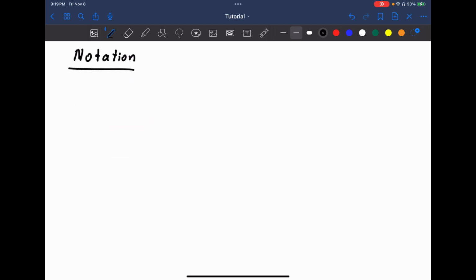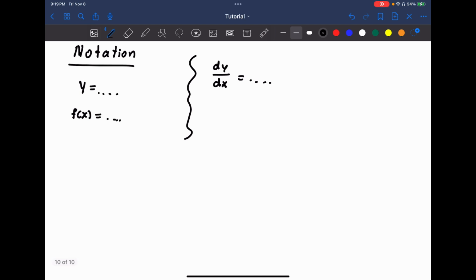Okay, now we can talk a bit about notation. Right now, to represent our function, we have seen that it is y equals blah, blah, blah. And you have also seen that a function could be represented as f of x equals blah, blah, blah. But for our derivative, we have seen our notation, which is d of y over d of x equals blah, blah, blah. However, in some textbooks, or the way your teacher or professor might teach it, it would be y prime equals blah, blah, blah, or f prime of x equals blah, blah, blah. Now, all of these notations mean the same thing.